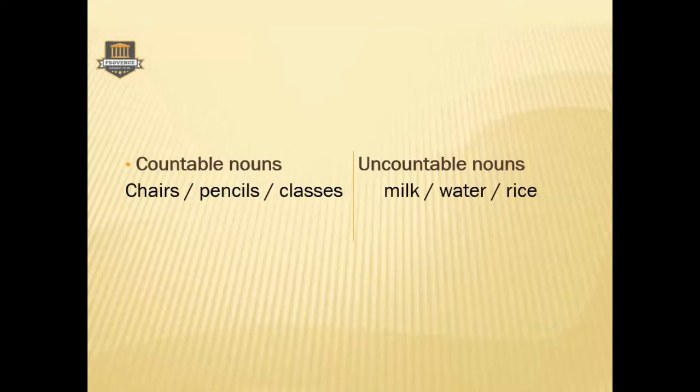The other kind is uncountable nouns. Uncountable means that we cannot count these nouns. Like what? Like milk, water, rice. We can say also sugar, flour, and so on. These nouns are uncountable, which means that we cannot count these nouns.